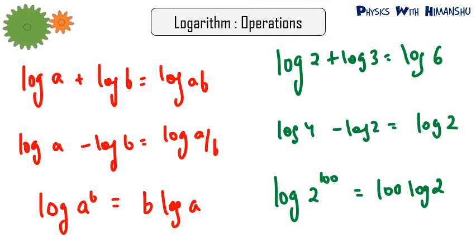Now there are some logarithmic operations which are very important. Log a plus log b will be equal to log ab. This is only possible when the base of all three is the same. So if the base of log a is 4, then the base of log b should also be 4, and the base of log ab should also be 4. Similarly, log a minus log b will be log a by b. Remember this formula, the base should be the same. And for log a raised to power b, the power b will come outside, so log a raised to power b can be written as b log a.